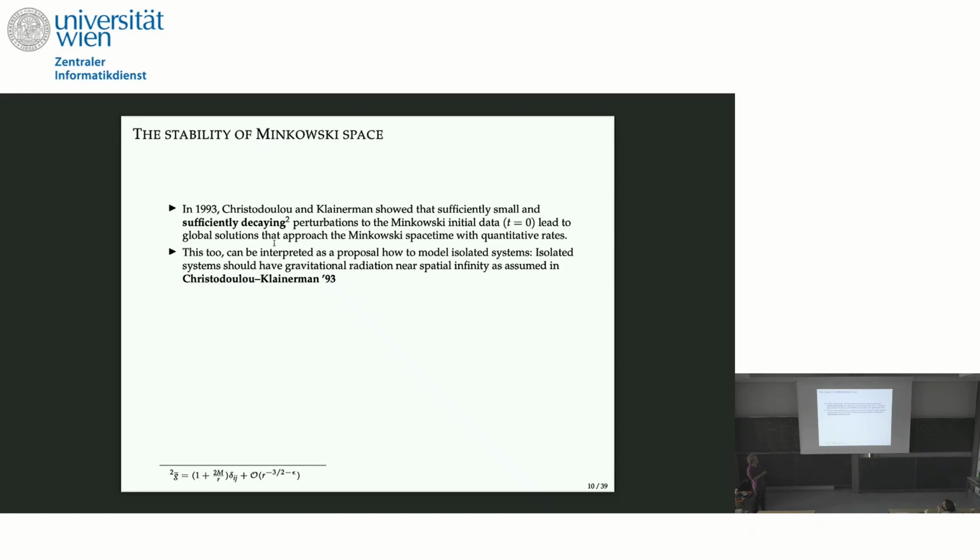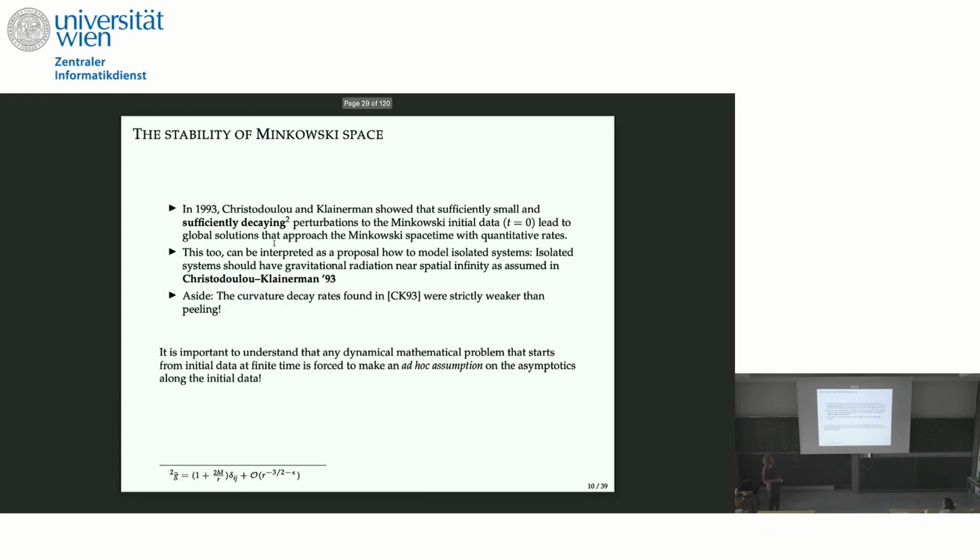But again, Christodoulou and Klainerman had to make certain assumptions on what class the perturbations of initial data should lie in. In particular, they assumed that the metric perturbation would have a Schwarzschild part plus a part that decays like r to the minus 3/2 minus epsilon. And just as with all the previous proposals, this is a concrete proposal. If you interpret it physically, it says that isolated systems should be such that the initial data they induce have this decay.